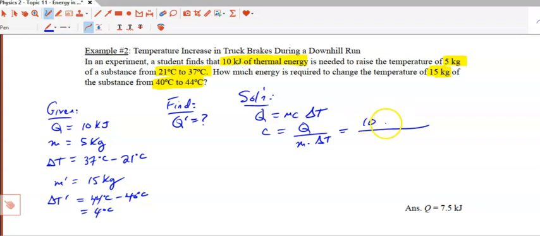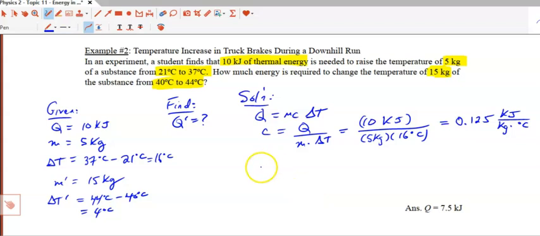Well, we could change it to joules. I'll just leave it in kilojoules just because I see the answer here is in kilojoules anyway. 10 kilojoules, and the mass is 5 kilograms. And the change in temperature is 16 degrees Celsius, right? 16. So that gives us a specific heat of 0.125 kilojoules per kilogram times degrees Celsius.